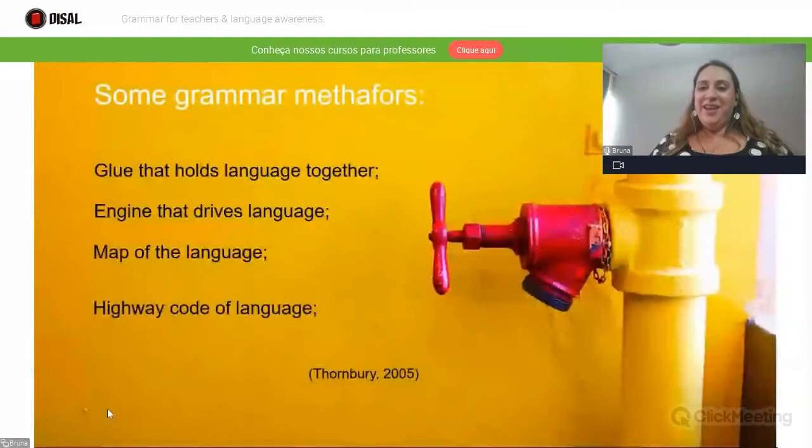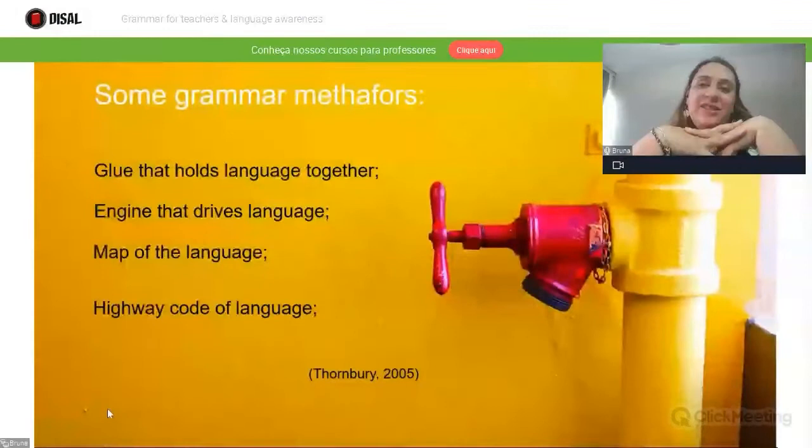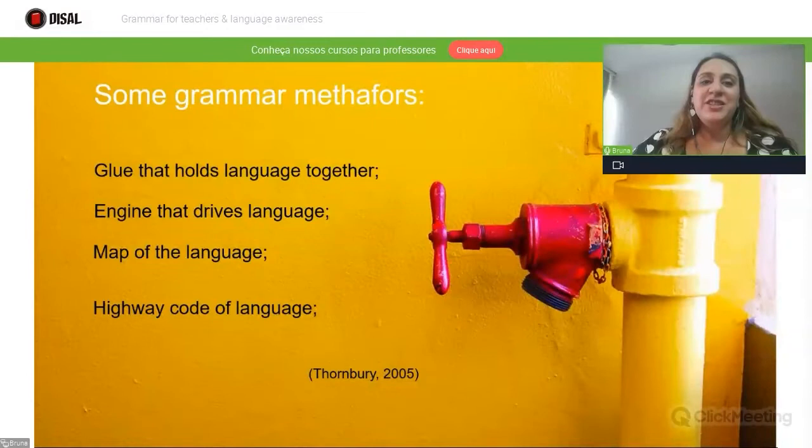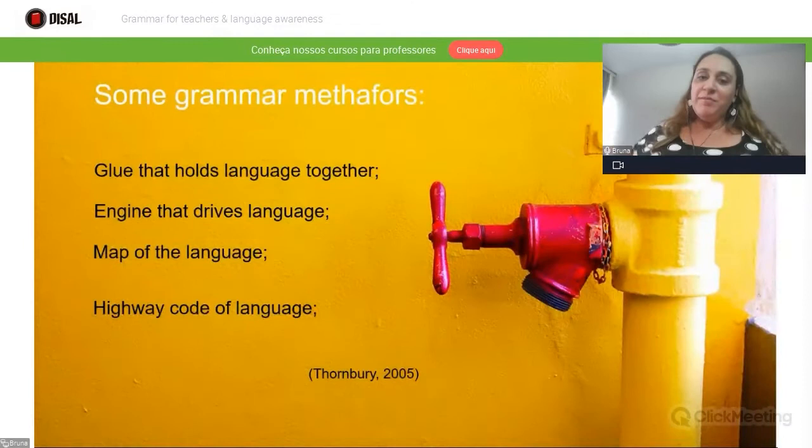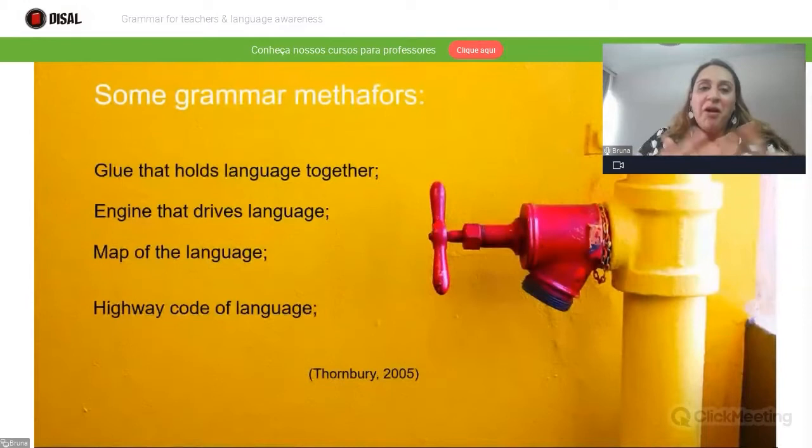So to start with this webinar on grammar, I would like to share with you some of the grammar metaphors. What do people say in relation to grammar? They say that grammar is like a glue that holds language together. Why is that? Because you have parts of the language and then grammar will put them together. It's an engine that drives language, the map of the language, the highway code of language. Those are all metaphors that we use when we are talking about grammar.